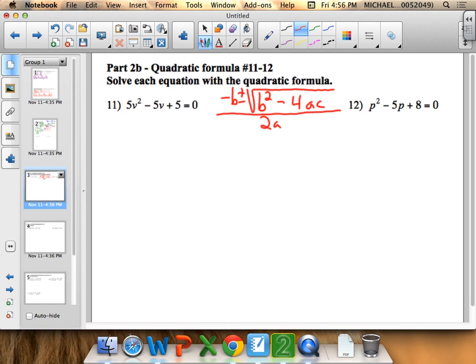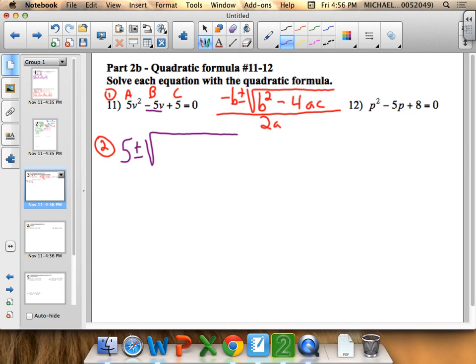I have to identify, again, the first step would be to identify my a, my b, and my c. And then, second step is to actually put them into the formula themselves. Now again, by default, in the formula the b is negative. But in this case, my b is also negative. Two negatives will make a positive. So it is 5 plus or minus the square root.